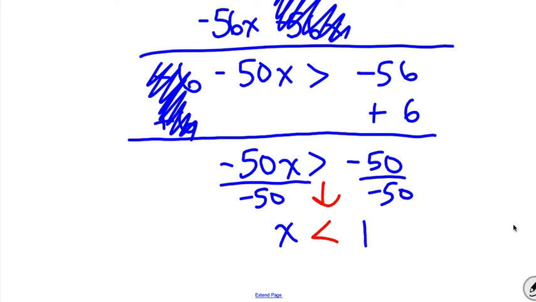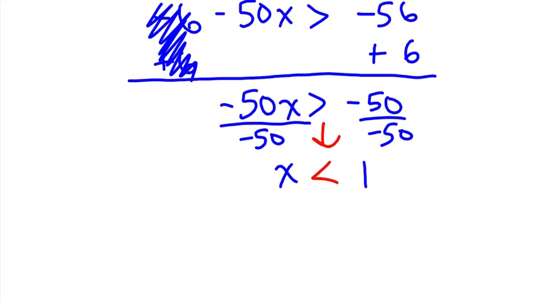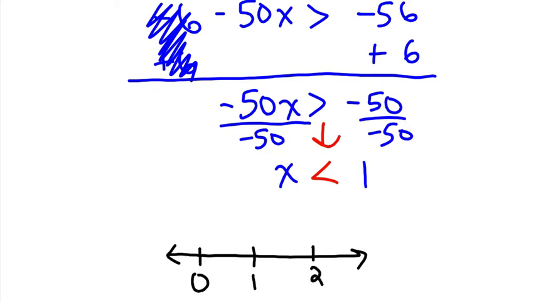So now the reason why I like to have the variable on the left is because when I do my graphing, let me go ahead and put my number line down here, put the number I just solved for in the middle, one number greater than it on the right, one number less than it on the left. At 1, this is just a less than, so I'm going to put an open circle.